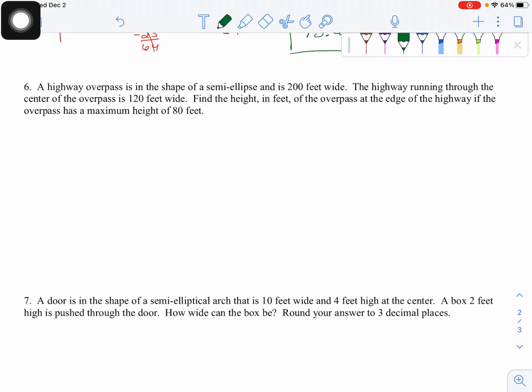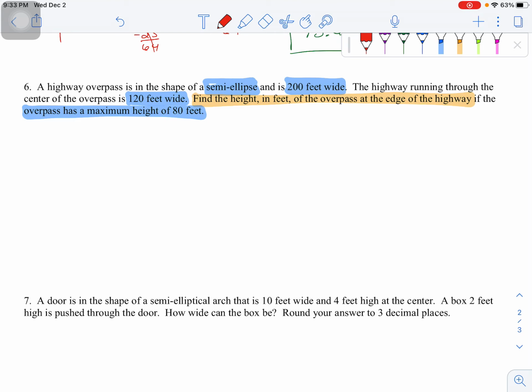How about number 6 here? Okay. Highway overpass in the shape of a semi-ellipse, all right, so we're dealing with a semi-ellipse again, is 200 feet wide. Okay, the highway running through the overpass is 120 feet wide. Find the height in feet of the overpass at the edge of the highway, if the overpass has a maximum height of 80 feet.